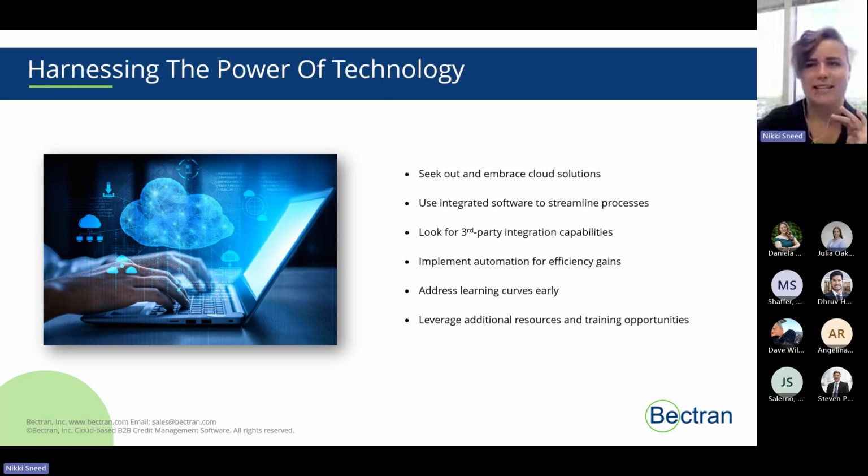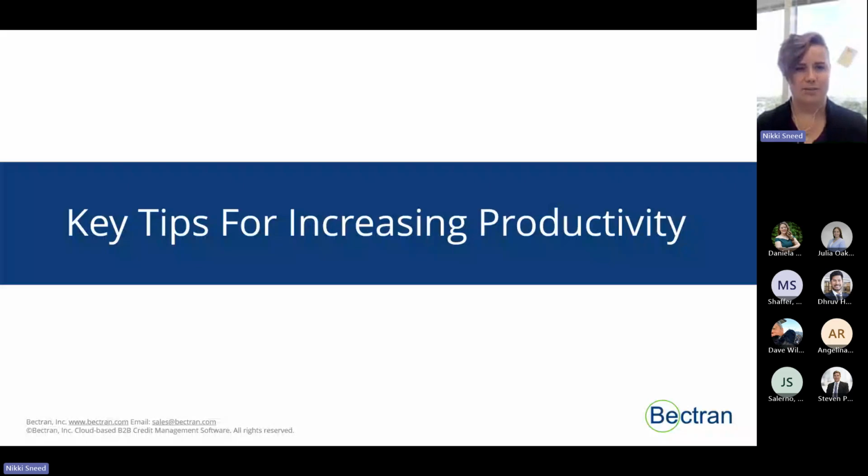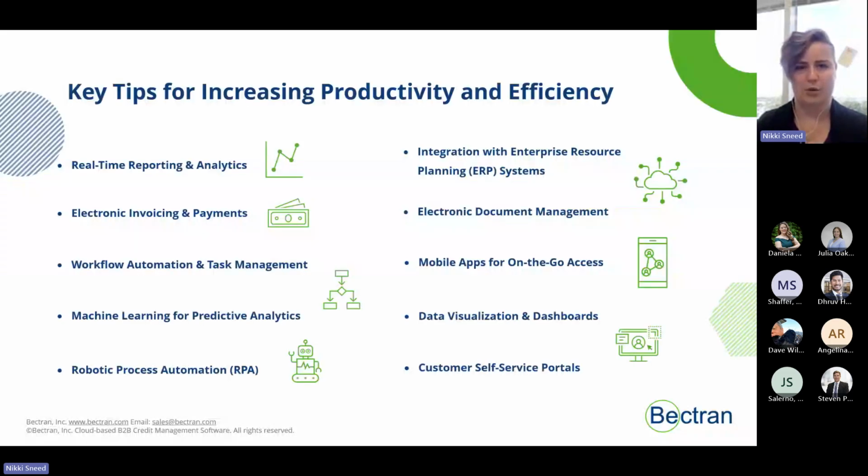So let's get into the next step, key tips. If you want to truly upgrade your AR department and get the most out of your processes, you need all 10 of these takeaways. And don't get me wrong, many of you have already implemented some of these or have processes that incorporate parts of these, but all of them are crucial.